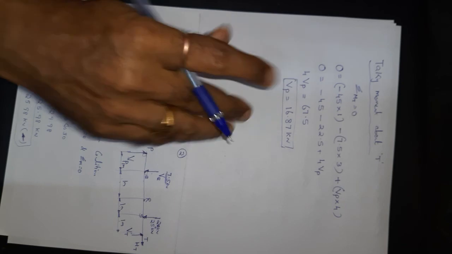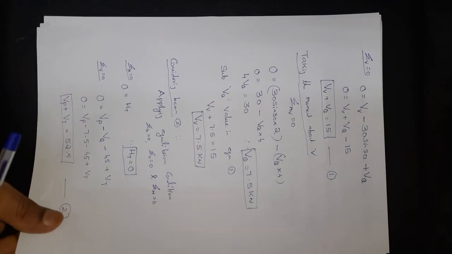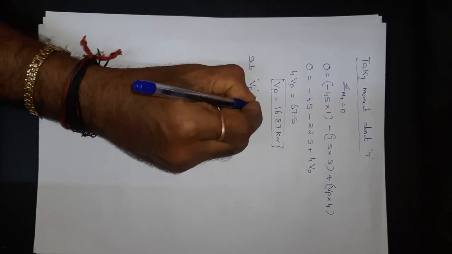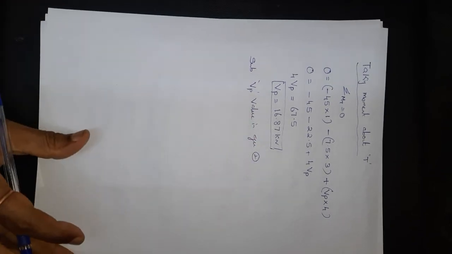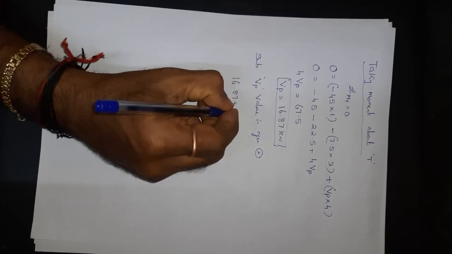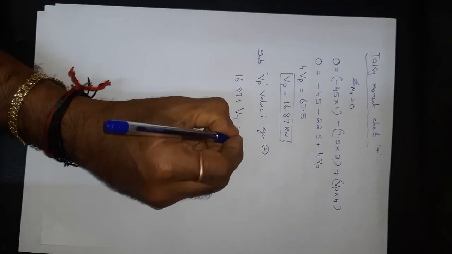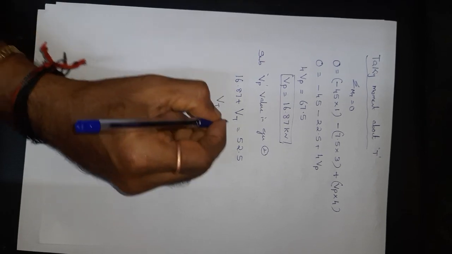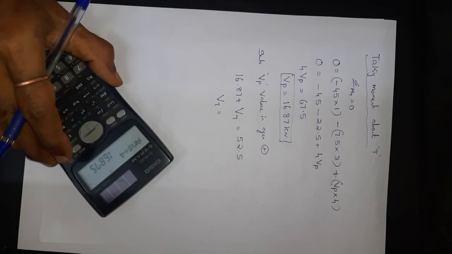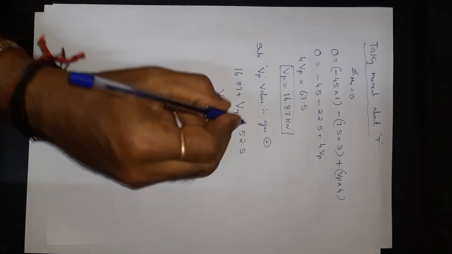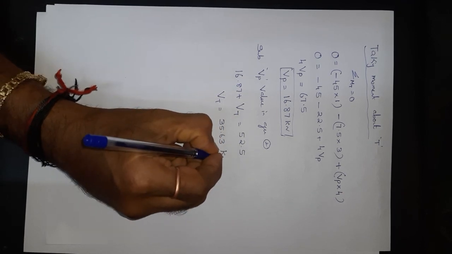Right. So now this Vp value can be substituted in equation number 2, where it says Vp plus Vt equal to 52.5. Substitute Vp value in equation number 2. So Vp value is 16.87 plus Vt equal to 52.5. So Vt equal to 52.5 minus 16.87, isn't it? 52.5 minus 16.87, which works out 35.63 kilonewton.